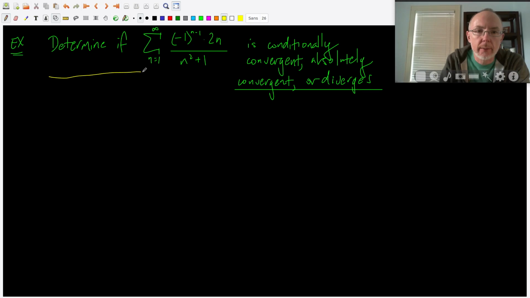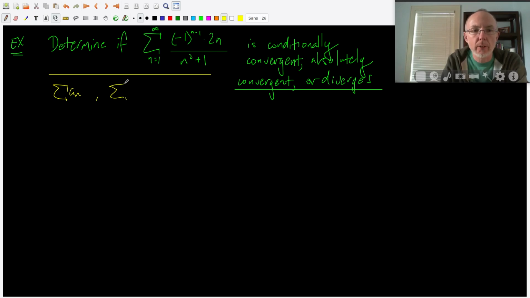Okay, so we've got a series here and we want to know which of the three options is the case. Is this series conditionally convergent? In other words, does the sum of the a sub n itself converge? Is it absolutely convergent, which means does the sum of the a sub n's absolute values converge? And remember, we've got a theorem that says if that's true, then the series itself converges. And then the last question is, well, maybe it just diverges. So it's possible to be conditionally convergent, which means the series itself converges, but not the absolute values, or it could just diverge. So let's ask first about absolute convergence.